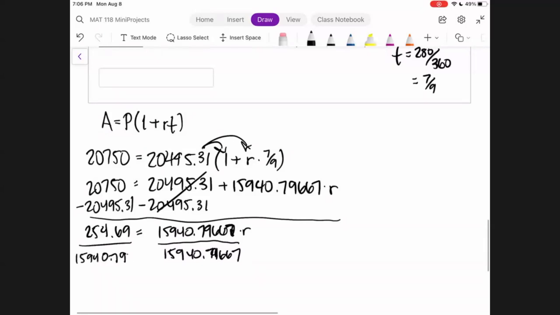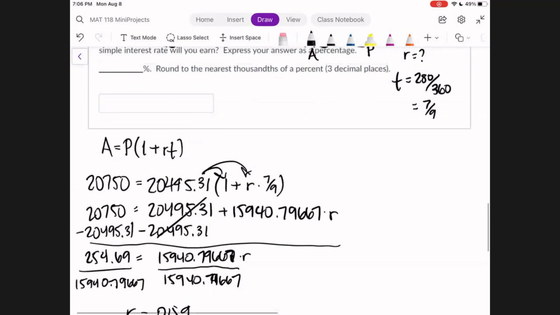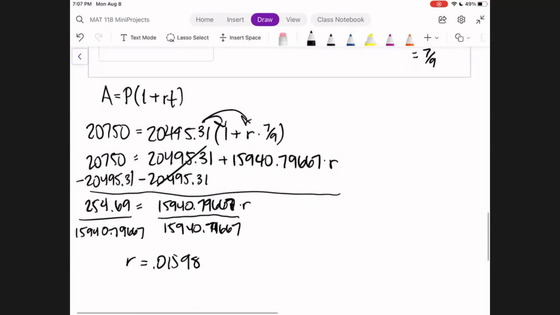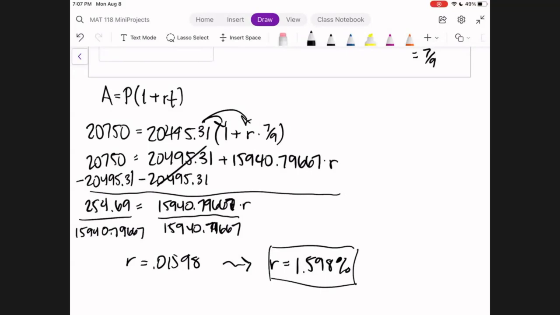Doing that, check with your calculator, you get 0.0159. And this one's the same, so there should be an 8 here. Converting this to a percent, move the decimal over 2 places to the right. So it would be 1.598. So this is the simple interest rate. Thanks for watching. Look forward to the next video.